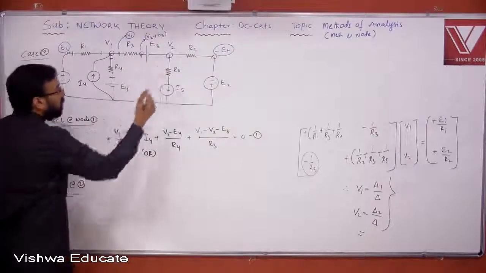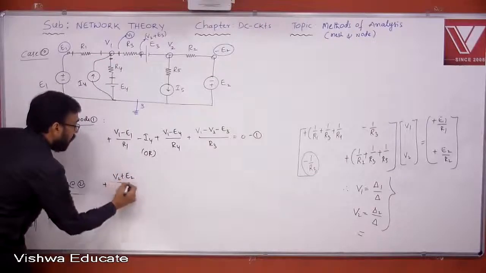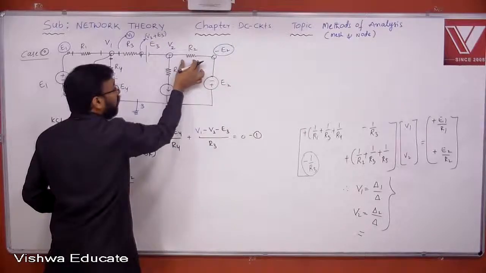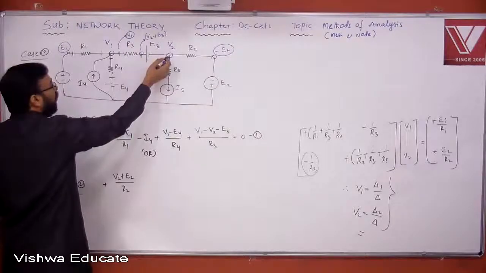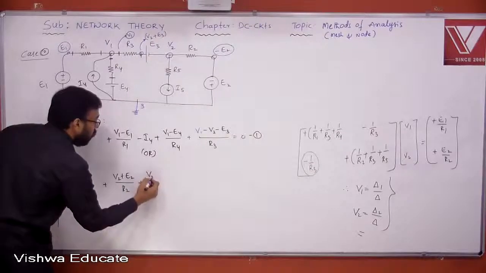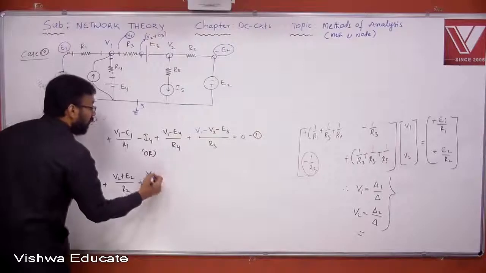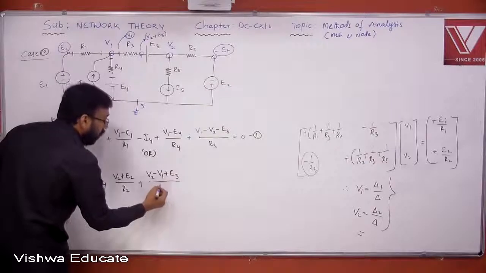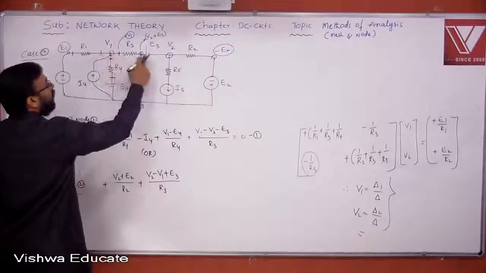Then what is the potential difference? Plus V2 plus E2 by R2, yes or no? V2 minus of minus E2, V2 plus E2 divided by R2 will give you the current. And then what about this? Now you assume V2 greater than V2 plus E3 minus V1. Yes or no? V2 plus E3 minus V1, nothing but V2 minus V1 plus E3, by R3.